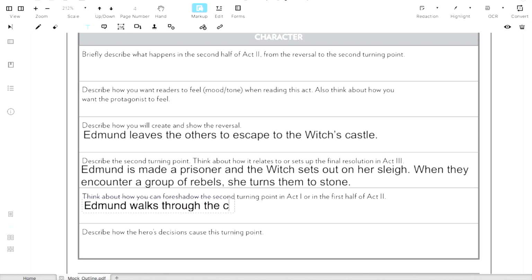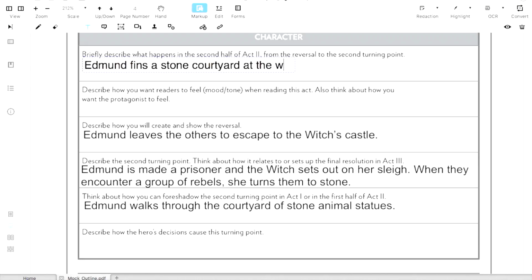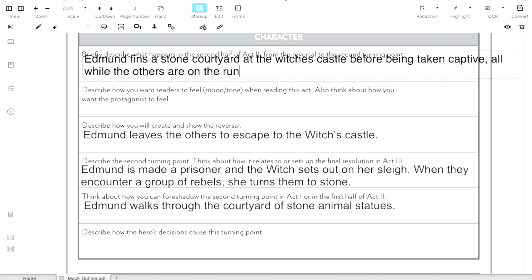Sometimes you'll hear about a saggy middle, and often this can come from not having a midpoint reversal to drag your plot into this second turning point and keep your reader engaged. So the second turning point is the next major plot point, and it's what often moves the characters in the story into Act 3.